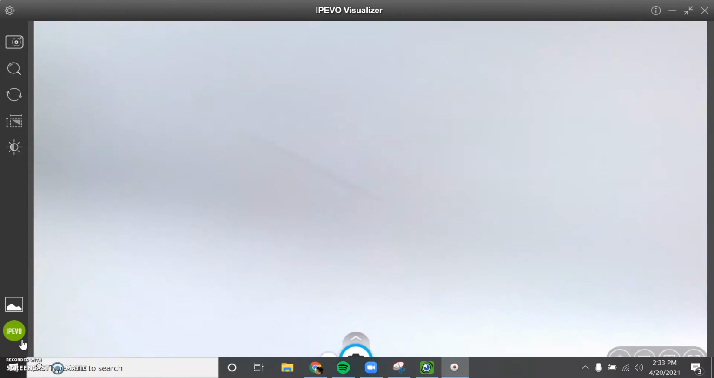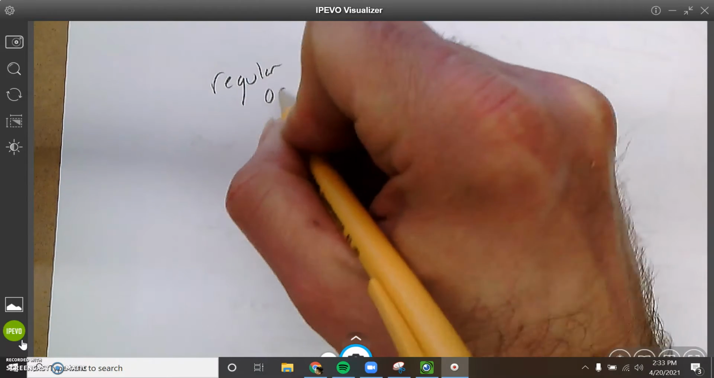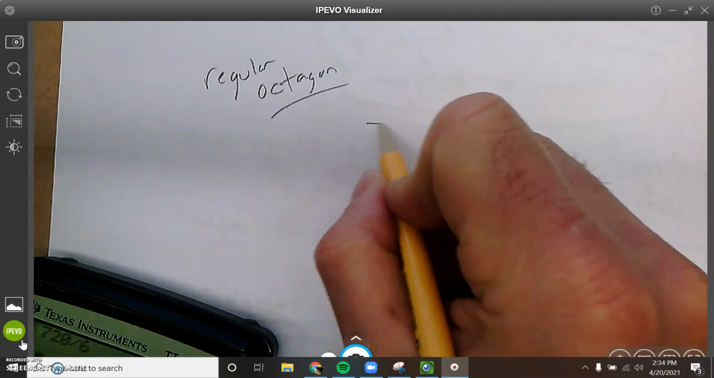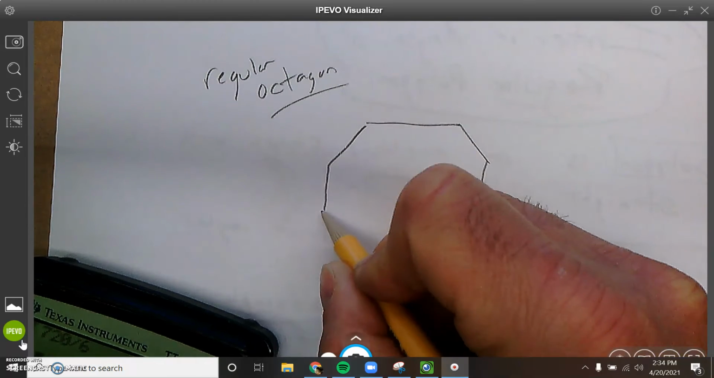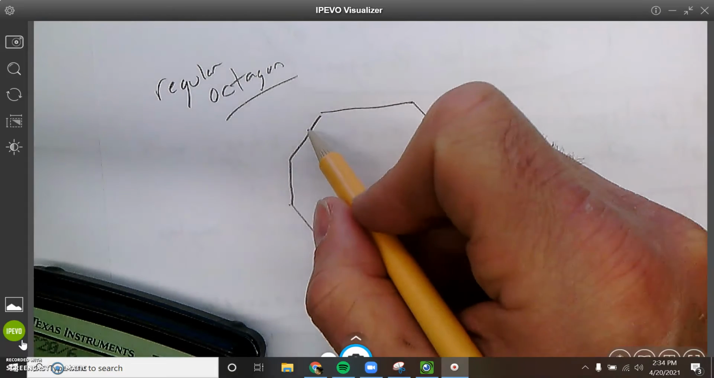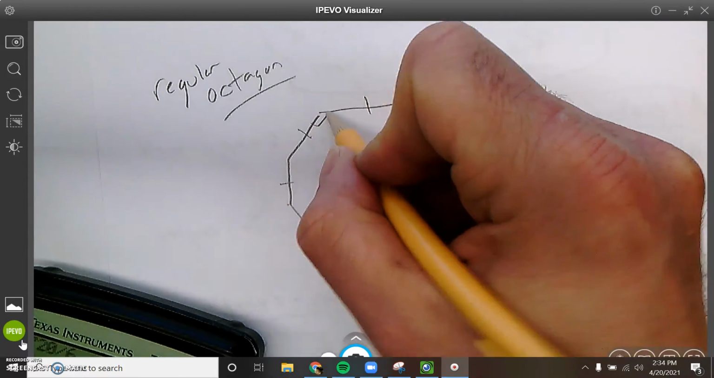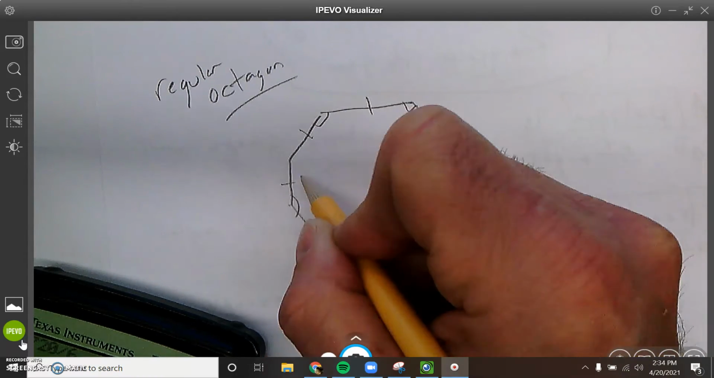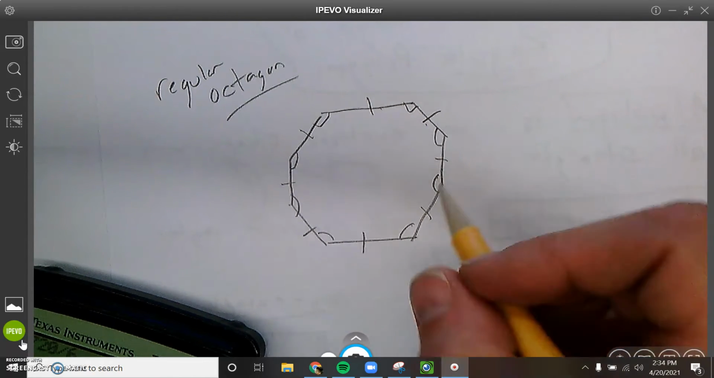Okay, let's try one more. Let's look at this. Let's do a regular octagon. You see these all the time on stop signs. So they kind of look like this. There we go. There's my stop sign like that. So you got 1, 2, 3, 4, 5, 6, 7, 8 sides. You got 1, 2, 3, 4, 5, 6, 7, 8 angles. All the angles are congruent. All the sides are congruent.